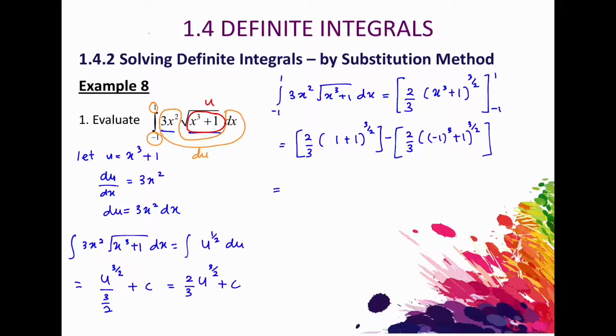For the first one we get 2 over 3 times 2 to the power of 3 over 2, and for the second one we get 0. Finally we get 2 to the power of 5 over 2 over 3, which is equal to the square root of 32 over 3, and finally equals 4 square root of 2 over 3.